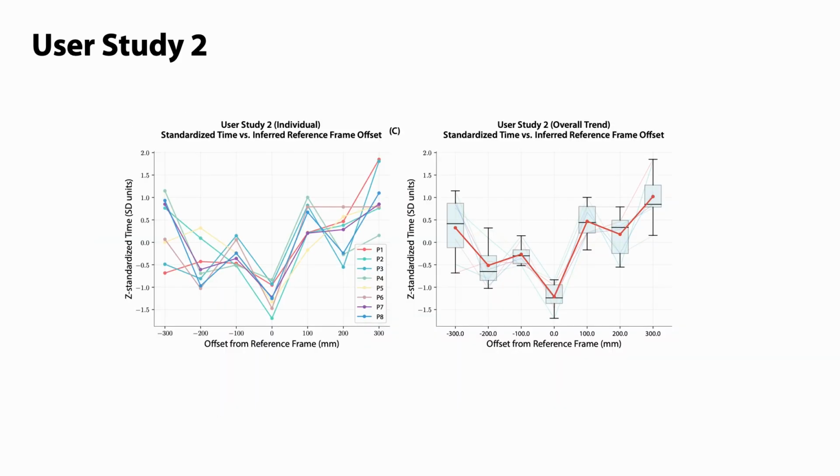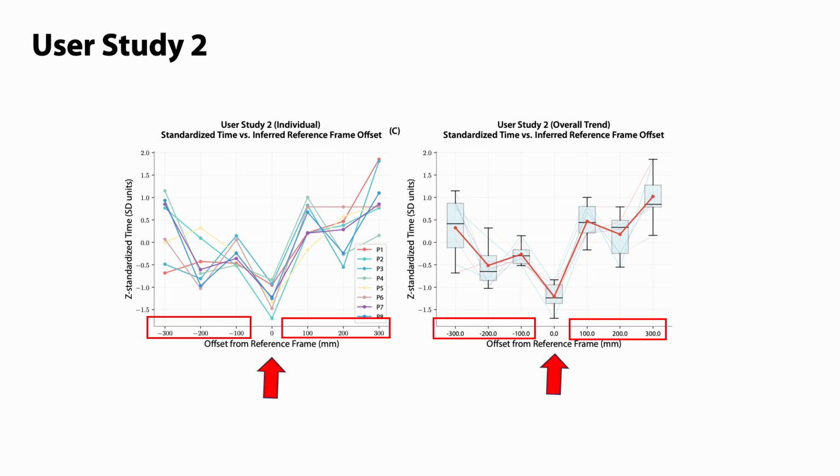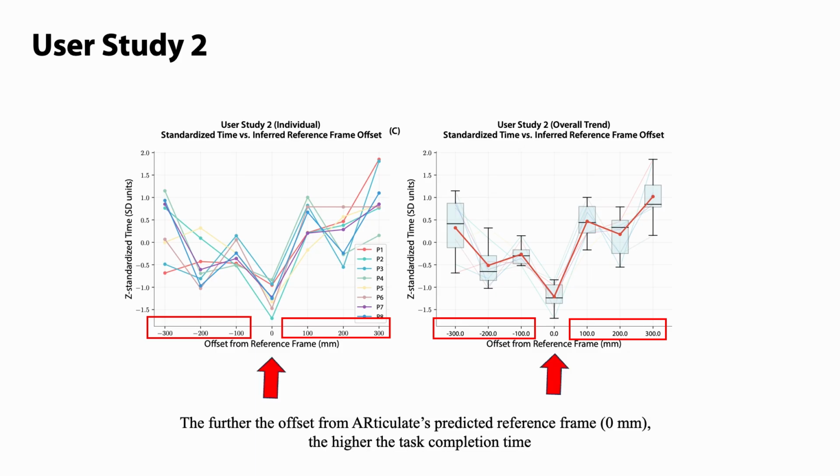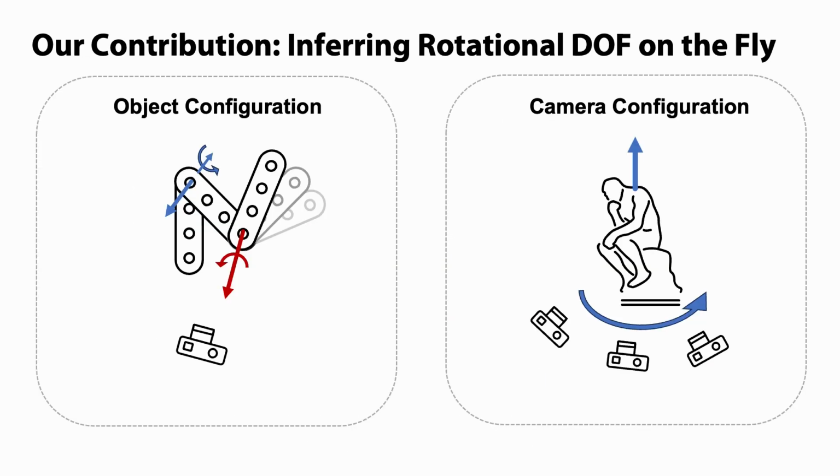In our second user study, we look at the user's task completion time as a function of how much the coordinate system deviates from our estimate. We found that as the guidance goes further away from the ideal center of rotation, which is shown in the 0 offset in the center, the task completion time goes up. Whether we have an articulate object rotating around a joint or a camera moving around a fixed subject, mathematically they are the same. Both involve identifying rotation around an important axis.